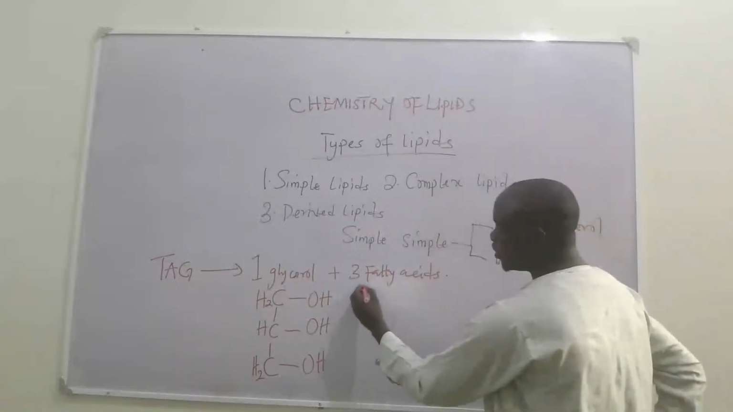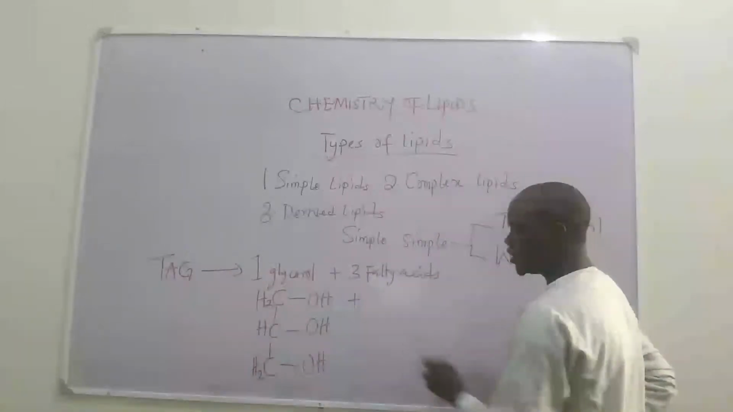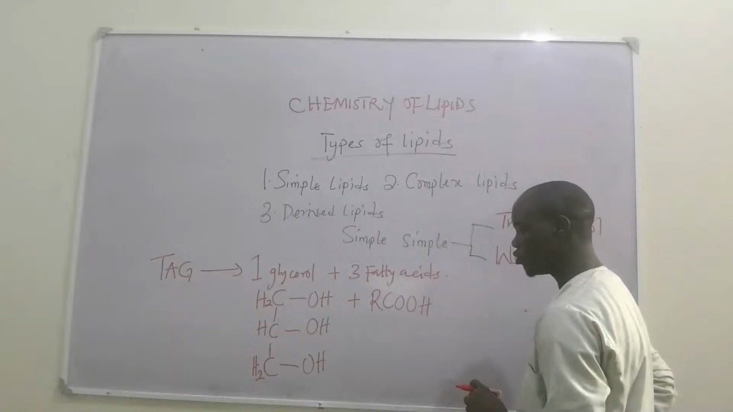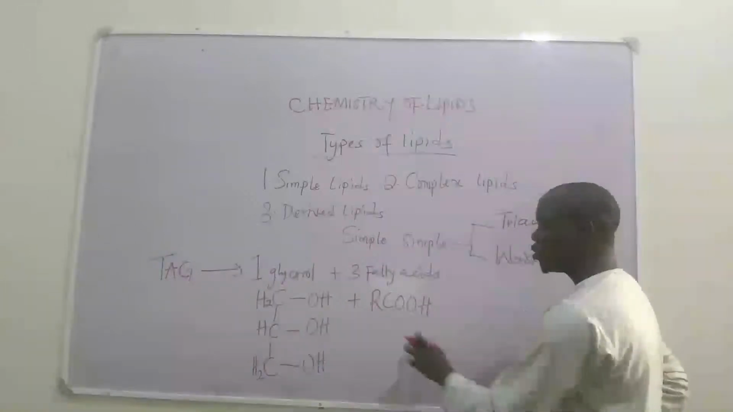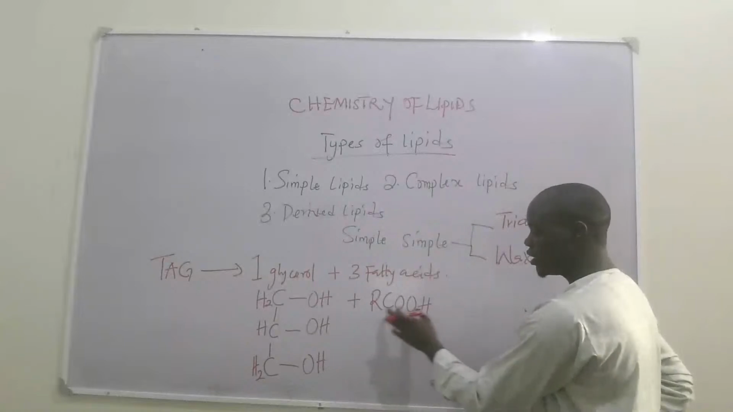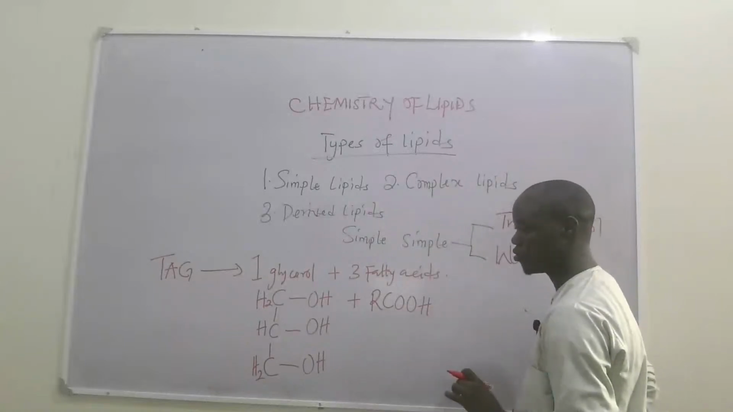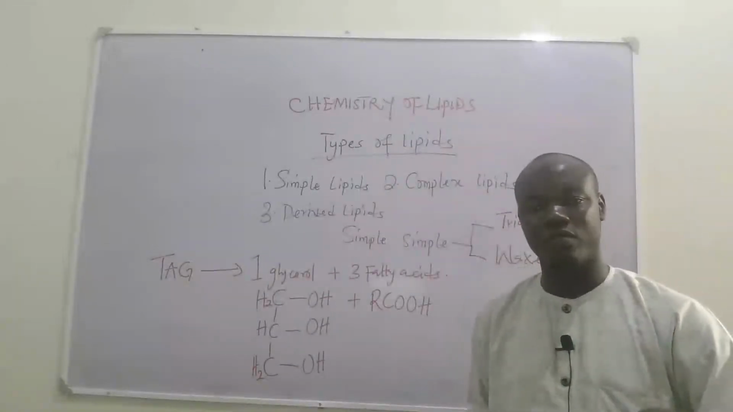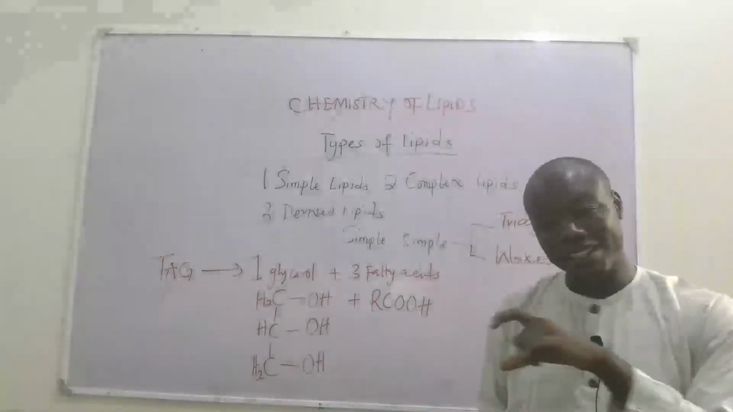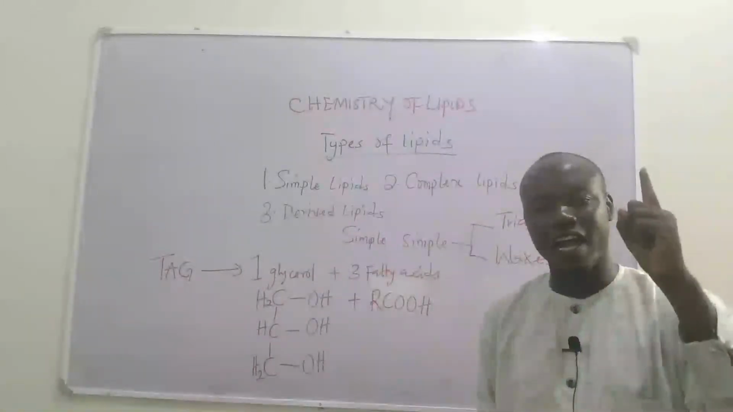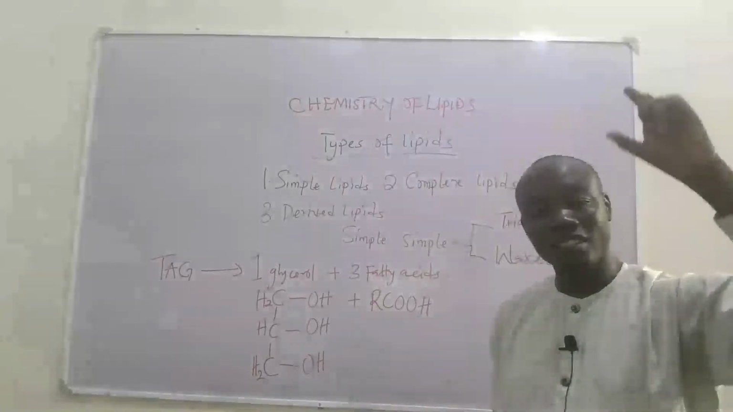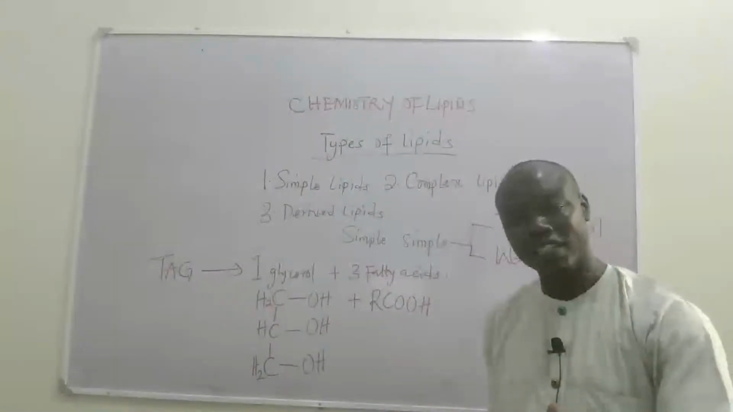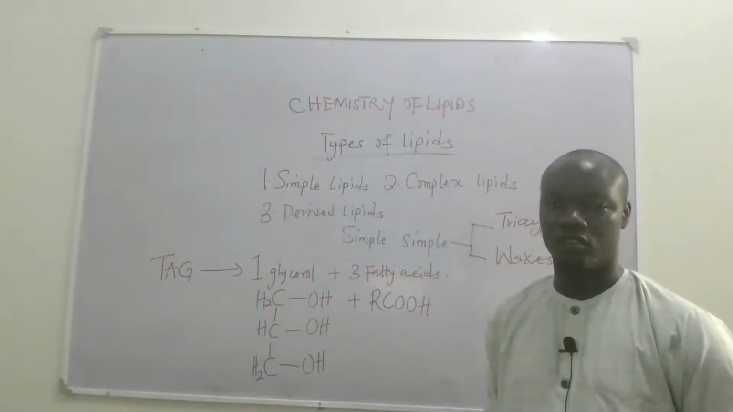Now, for the fatty acid, what is the functional group of fatty acid? The functional group of fatty acid is the same as that of the carboxylic functional group. In the case of the carboxylic functional group, we have RCOOH. So in triacyl glycerol, we can have the same fatty acid esterify three different OH groups from the glycerol, and we can have three different fatty acids esterify the glycerol.